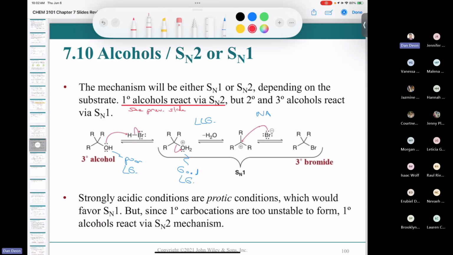So there you go. Strongly acidic conditions, we call these protic conditions. And at the very end of this chapter, I'm going to talk about protic and aprotic a little bit more. And protic conditions are going to favor SN1. I mentioned that to you earlier on. But since primary carbocations are too unstable to form, primary alcohols are always going to react via an SN2.